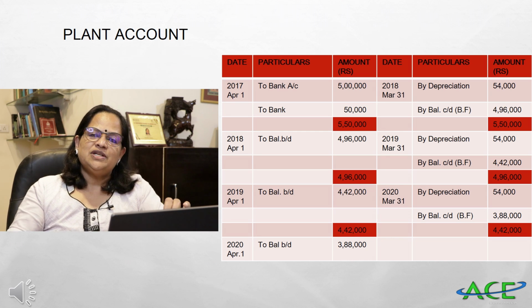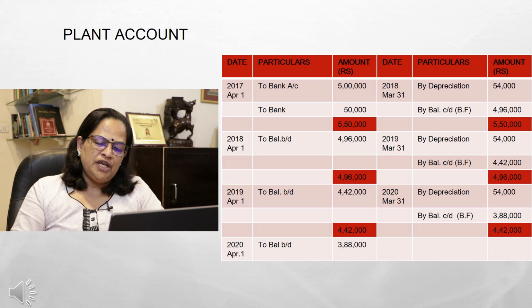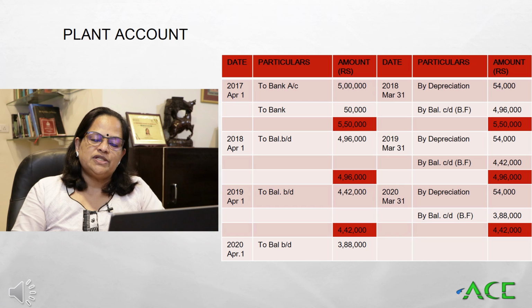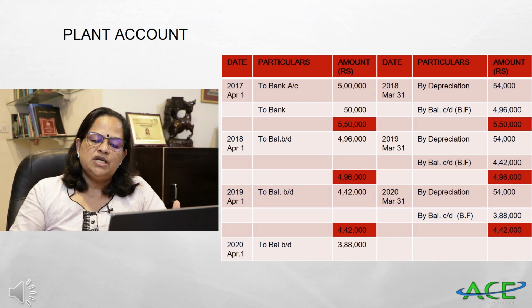Now by depreciation, the same value 54,000. So now the balance in the account is 4,42,000. You are bringing it to the debit side, 4,42,000. Now again 2019 depreciation is 54,000. So by balance carried down 3,88,000. So 2020 April 1st, the balance in the asset account, in the plant account, will be 3,88,000.